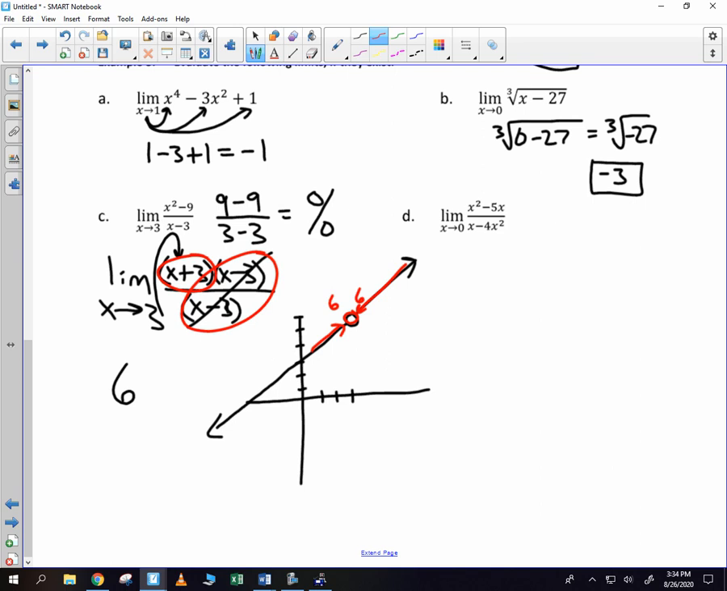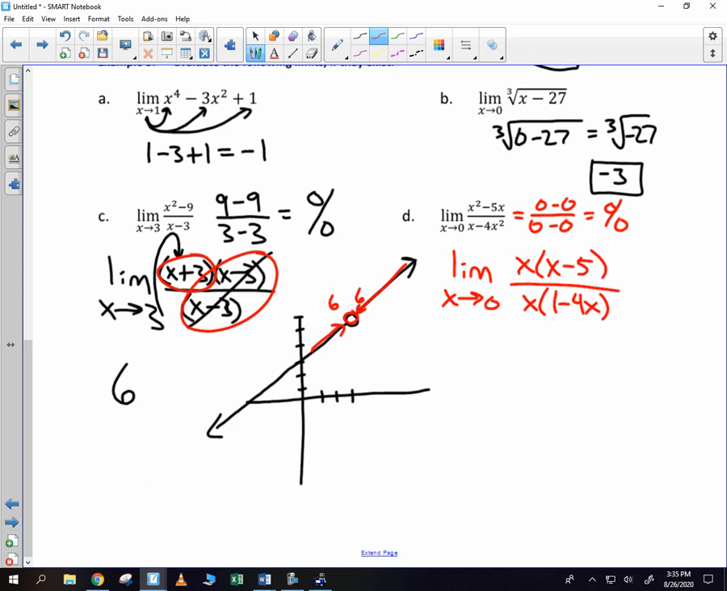Plug in 0 here, you get 0 minus 0 over 0 minus 0, which is 0 over 0, and we don't know what that is. So just go ahead and try some factoring. X times x minus 5 divided by x times 1 minus 4x. Now in this situation, you can see that the x's cancel. Try plugging in your 0 now. You get negative 5 divided by 1, which is negative 5.